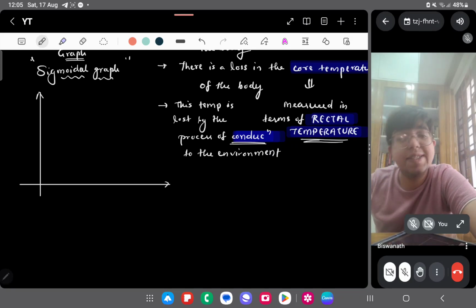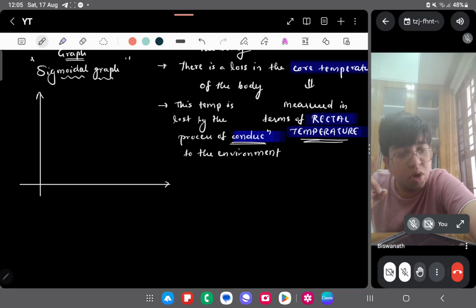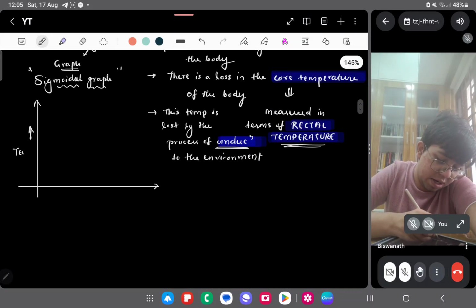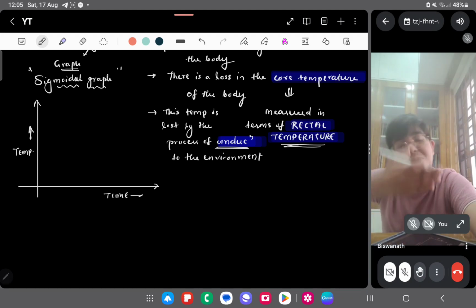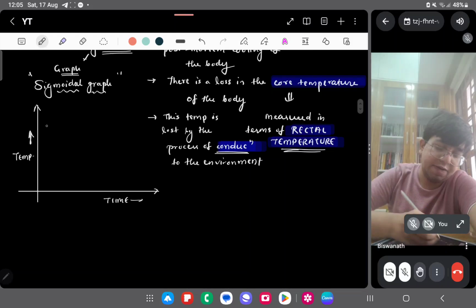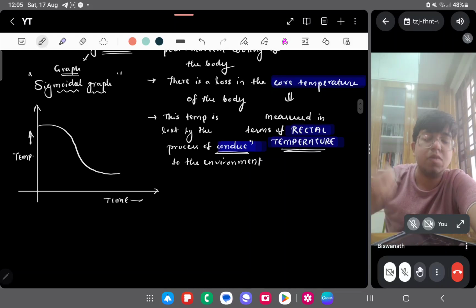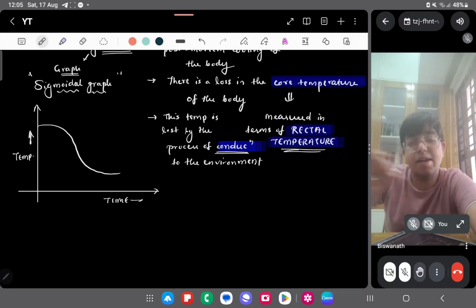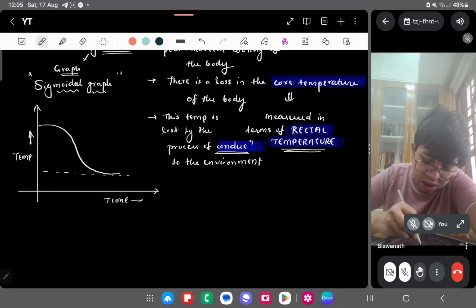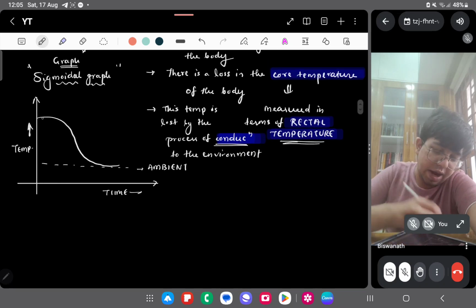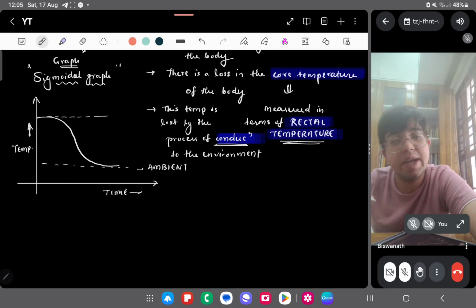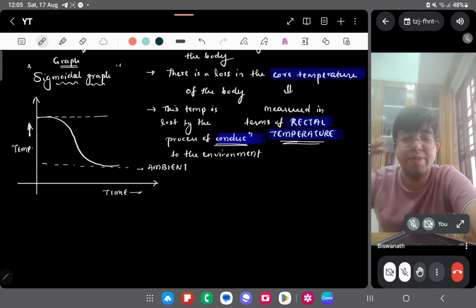Know that algor mortis is one term, rigor mortis is another term. Don't ever confuse between algor mortis and rigor mortis. People do that, that's why I'm telling. Let's take temperature here, and here let's take time. So we made a graph where temperature and time are taken, and we'll see a graph something like this. And this temperature is called the ambient temperature, and this is the upper limit.